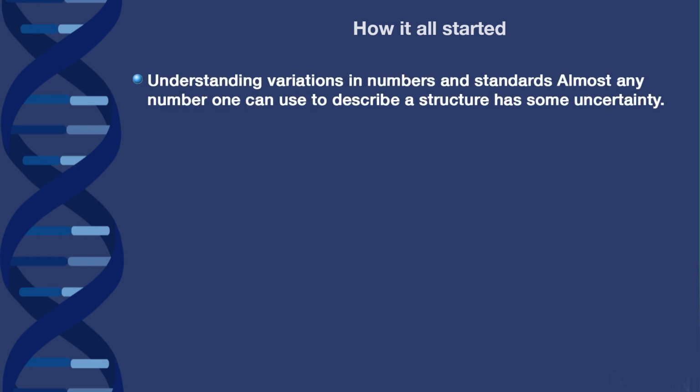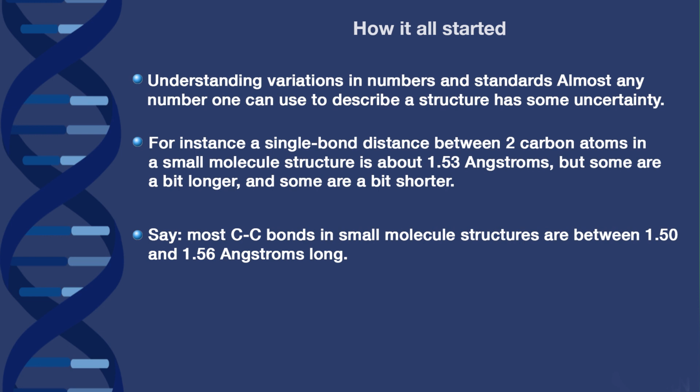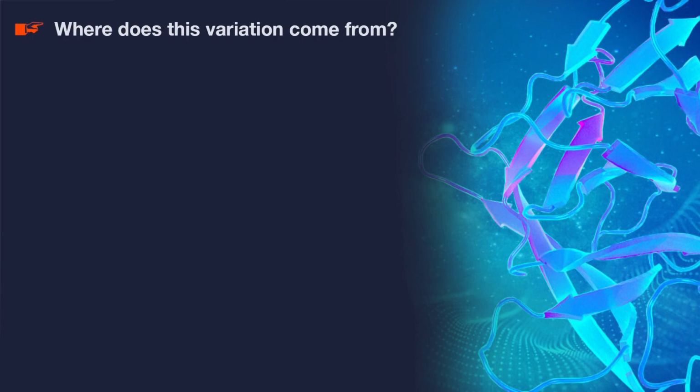Understanding variations in numbers and standards: almost any number one can use to describe a structure has some uncertainty. For instance, a single bond distance between two carbon atoms in a small molecule structure is about 1.53 angstrom, but some are a bit longer and some are a bit shorter. Say, most CC bonds in a small molecule structure are between 1.5 and 1.56 angstrom long. So, where does this variation come from?